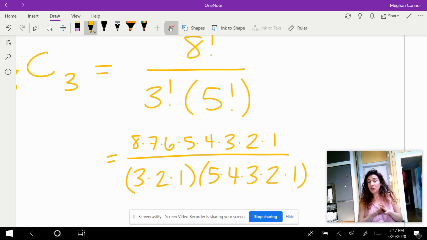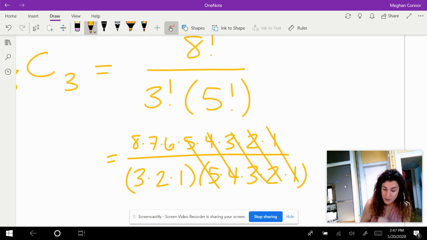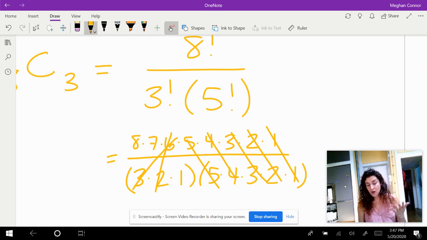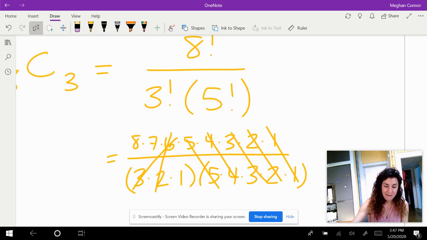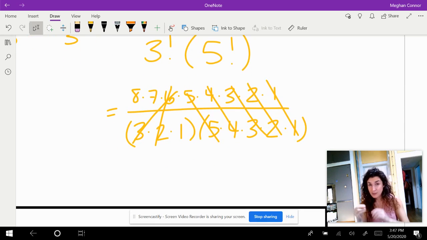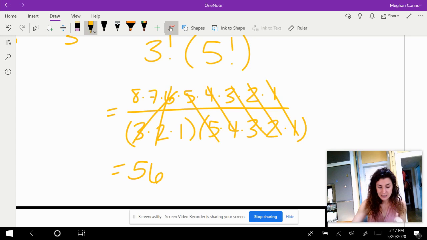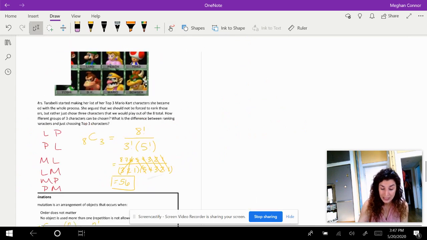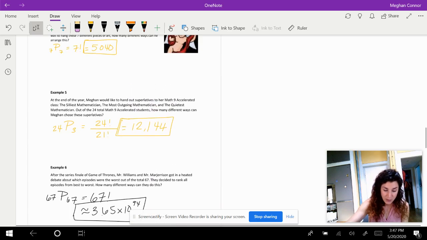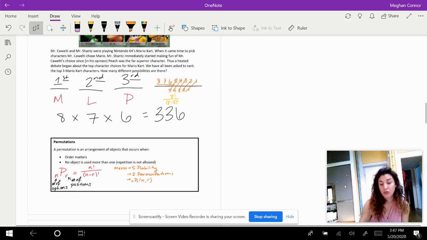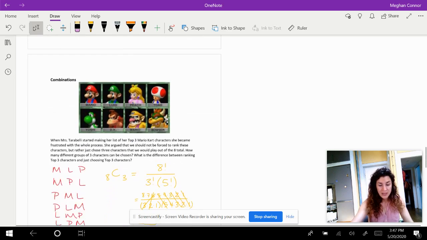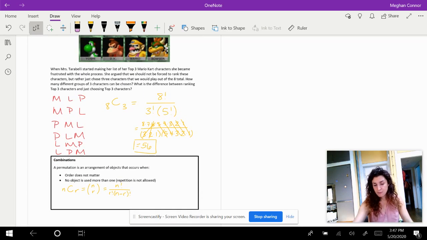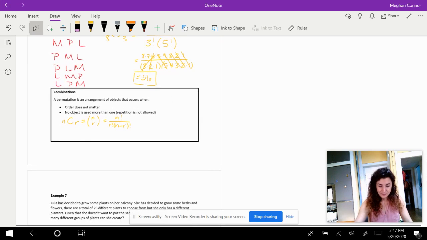You can cancel things out. These are all being multiplied. And so I know that the 5, 4, 3, 2, 1 would cancel out. 3 and 2 would cancel out with 6. And then all that's left is 8 times 7, because 3 times 2 is 6, which would cancel out with the 6 on top, in case you didn't follow. 56 different options. As opposed to our last lesson, the number of options that we had was much higher, 336 different ways of ranking it. Instead, we divided out 6 from that and got 56.